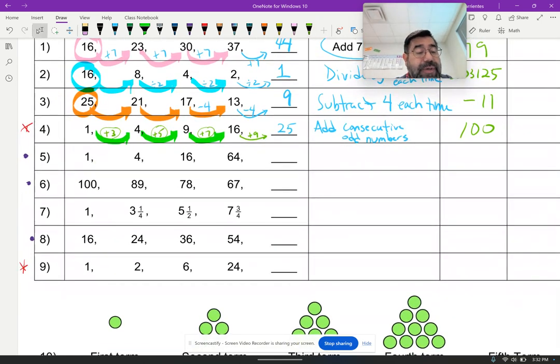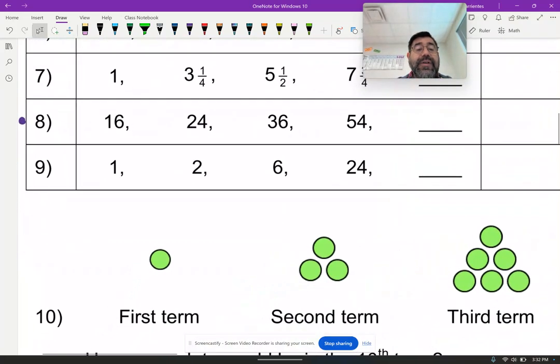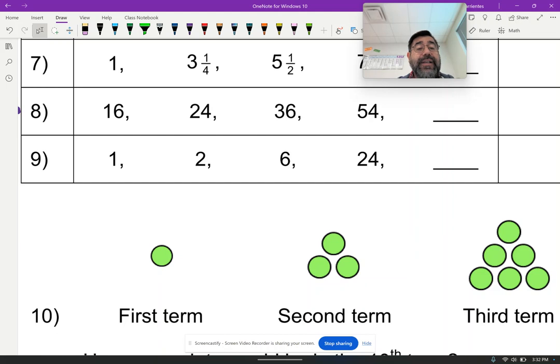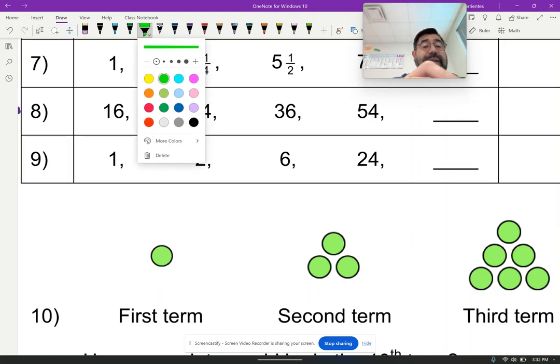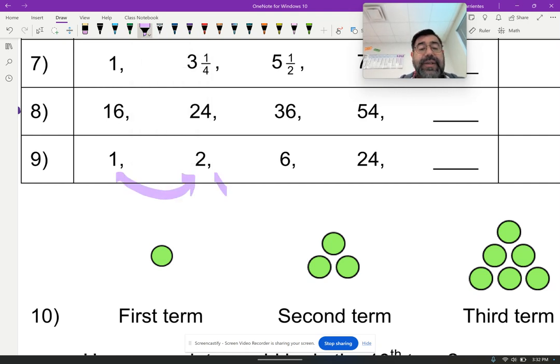Let's jump to number 9. So when I go to number 9, again, I notice that the numbers are getting bigger. So that means I'm either adding or multiplying. So to go from here to here, to go from here to here, to go from here to here. But I do want you to notice that the jumps between terms, the jumps between the numbers are getting bigger and bigger and bigger. So I don't think we're adding the same number over and over again.